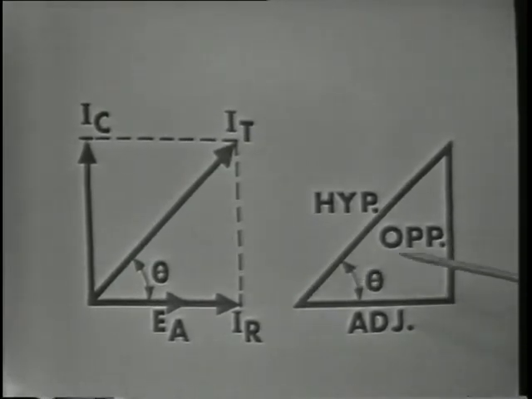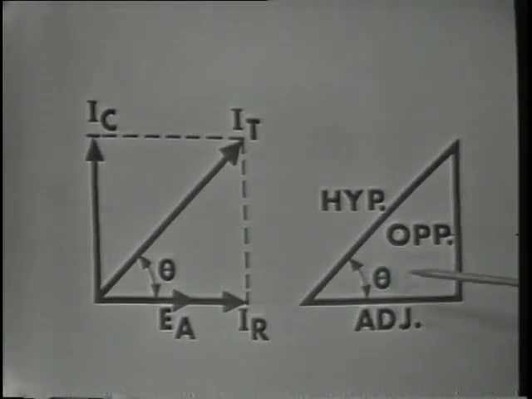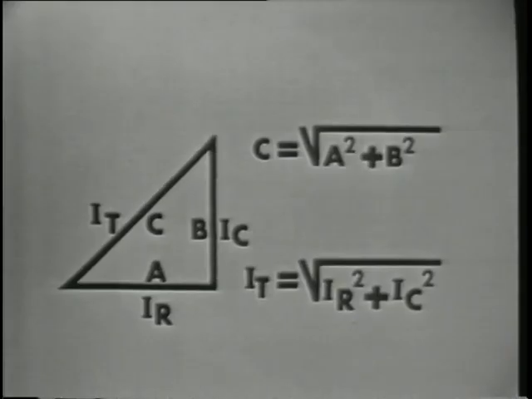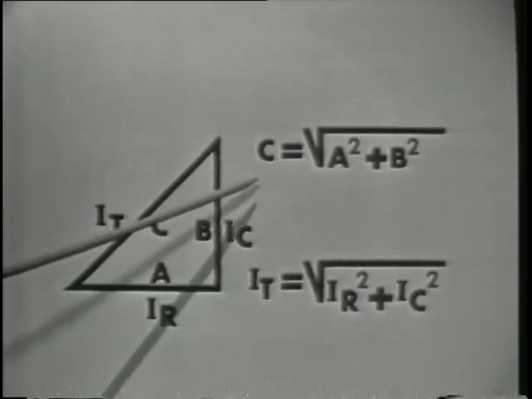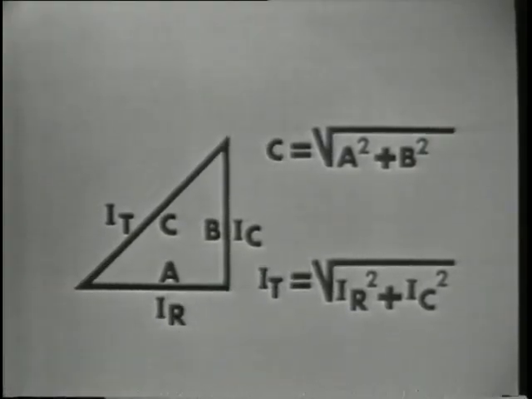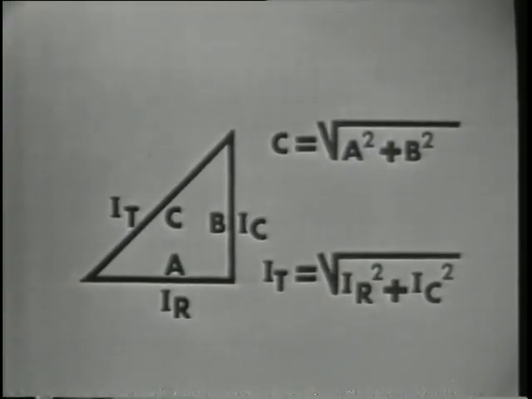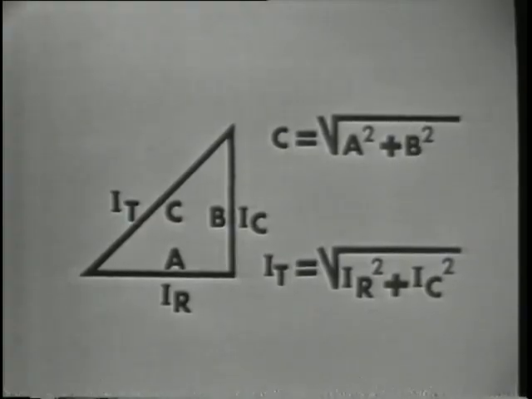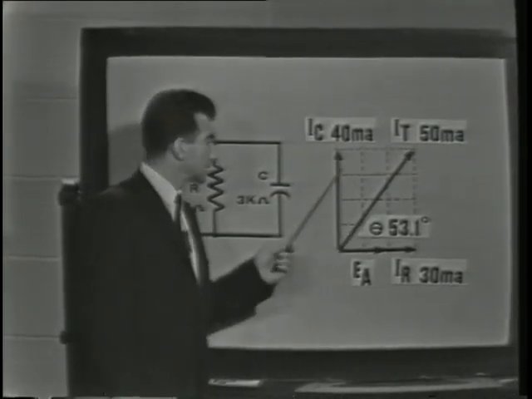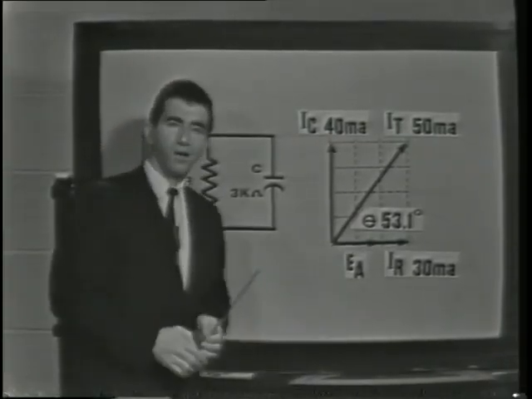Now, since the vectors of the circuit currents, I should say, are so closely related to the sides of the triangle, the same geometric theorems can be applied. Thus, side C, the hypotenuse, is equal to the square root of side A squared plus B squared. Therefore, IT, or the total current, is equal to the square root of IR squared plus IC squared. Now, of course, this method is much more accurate than measuring the vector on the graph. And we can also see that the size of angle theta is determined by the size of the sides of our triangle, or by the amount of IC and IR.